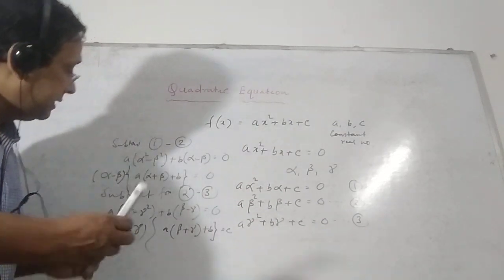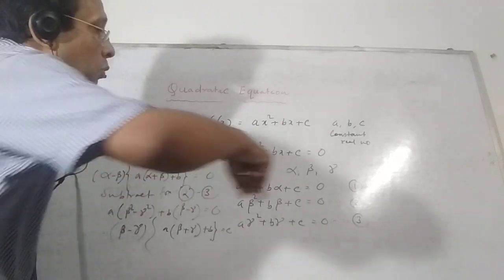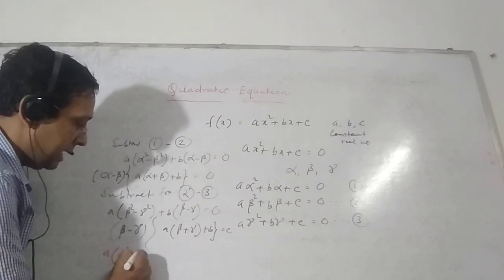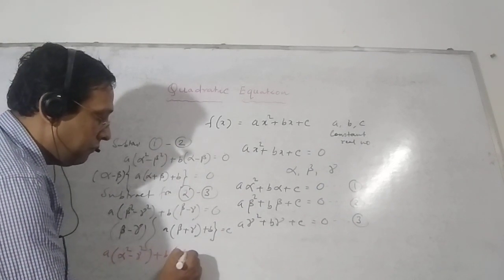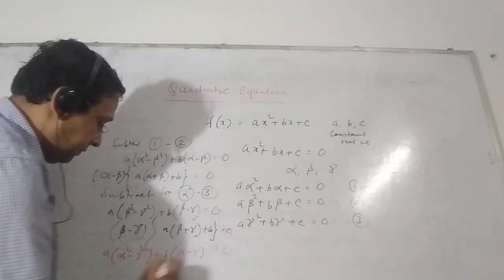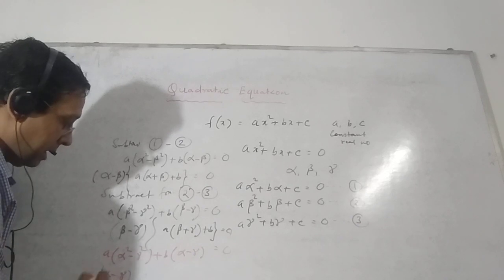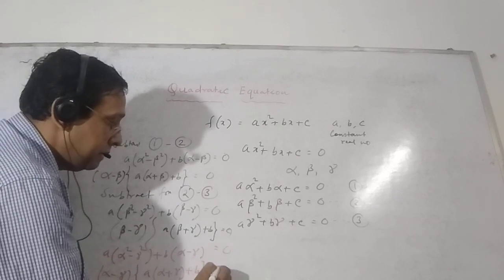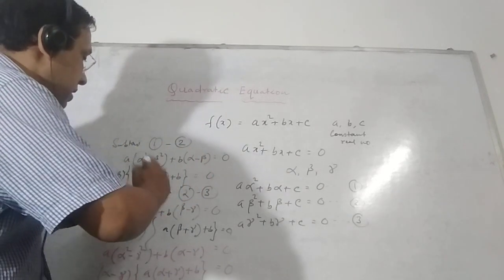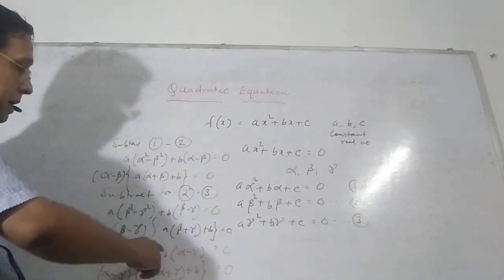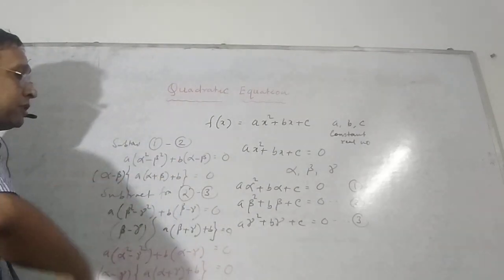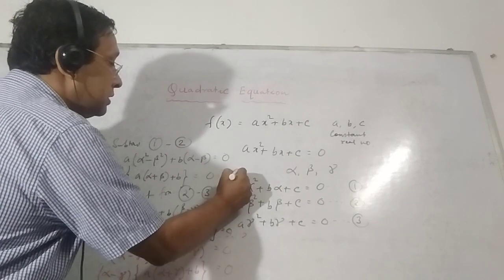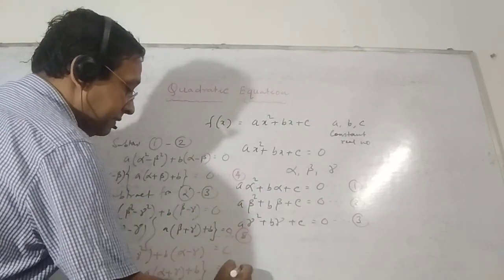Next, if you subtract 1 minus 3, I will get a into alpha square minus gamma square plus b into alpha minus gamma. Again it will be 0, and therefore if I take alpha minus gamma common, I will get a into alpha plus gamma plus b is equal to 0. From these subtractions I have got these equations. This is equation number 4, this is 5, and this is 6.